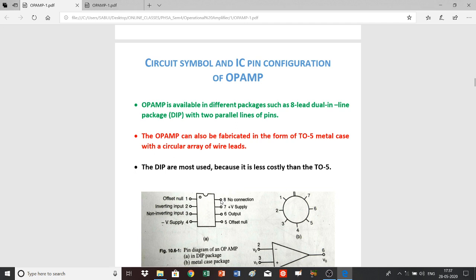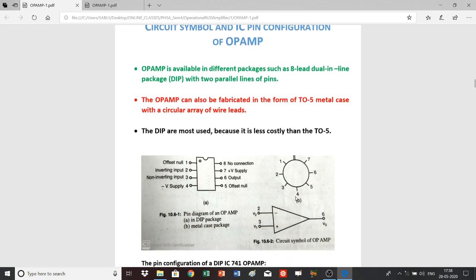And another kind of op-amp can be found, which is the TO5 metal case. This is shown here, the metal case op-amp, and this is much costlier compared to the DIP. So in the electronic industry or in practical cases, DIP op-amps are mostly used.